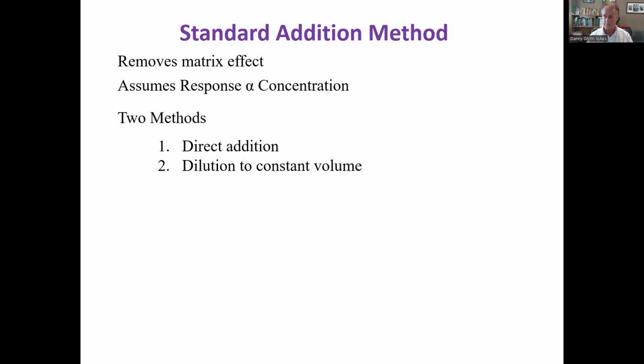I would never know. So if I do it multiple times through this dilution to constant volume, I will know whether my actions in lab are reproducible. Okay, doesn't mean I actually have a systematic bias, but at least my actions are reproducible.